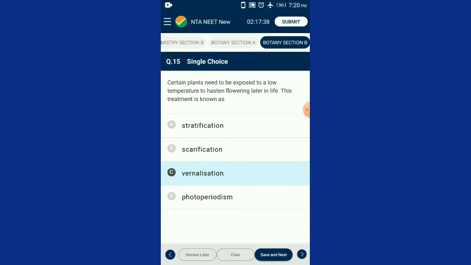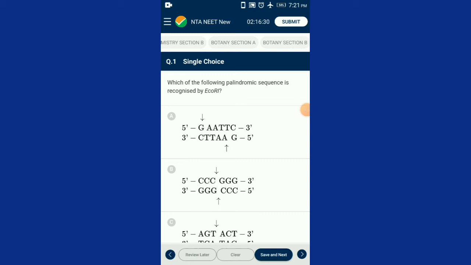So from section B, totally there are 15 questions given. Of the 15 questions, only 10 questions are to be marked. As per the new pattern, botany is followed by zoology. From zoology, section A, we are going to discuss 35 questions, followed by section B. From section B, totally there are 15 questions given. Of the 15 questions, only 10 questions are to be marked. So let us discuss section A.